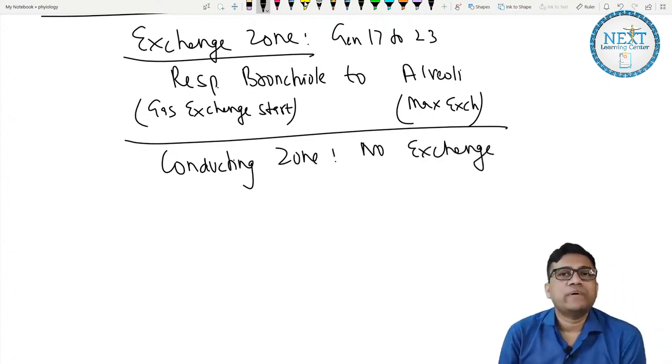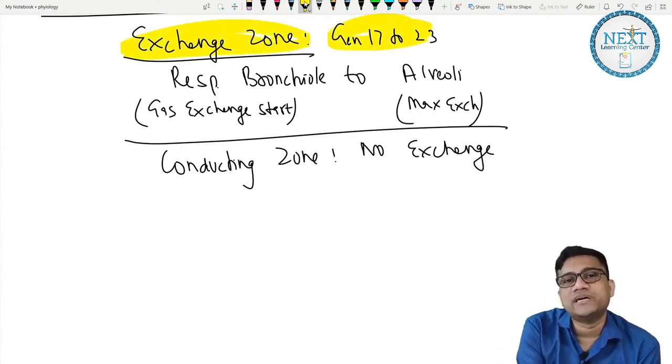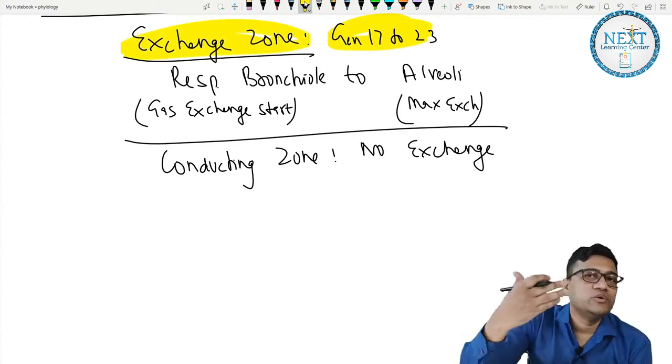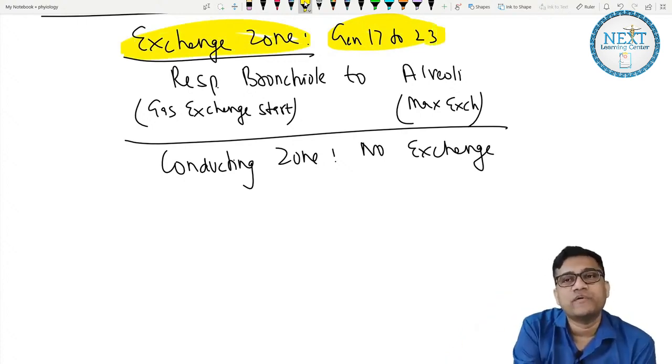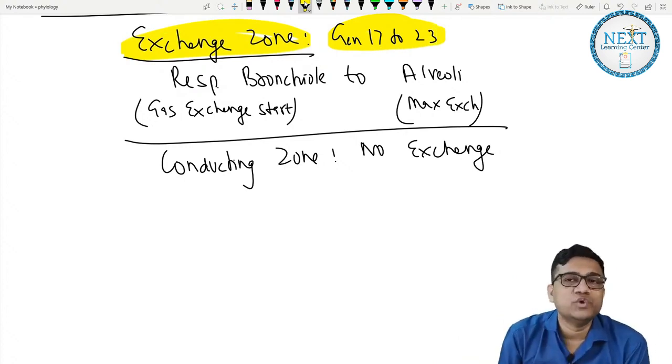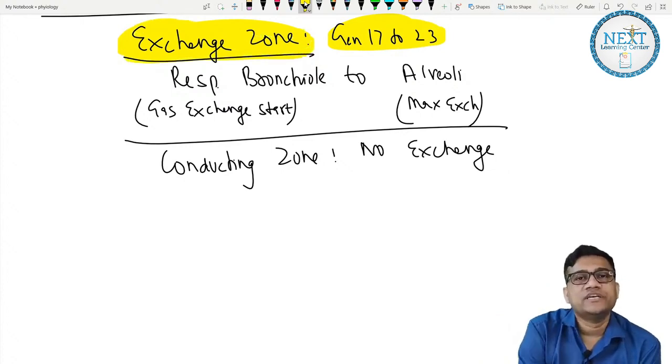So how to remember this? See, you become a doctor and you exchange medical knowledge till which age? From 17 you enter medical college, or whatever university, and then at 23 you get the degree, diploma, whatever. So that is why 17 to 23rd is what? It is the exchange zone.